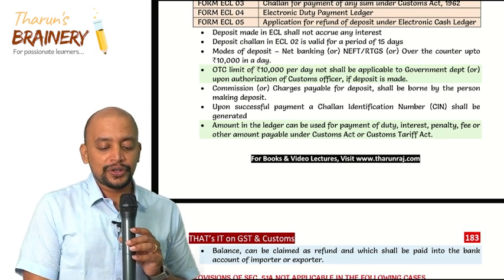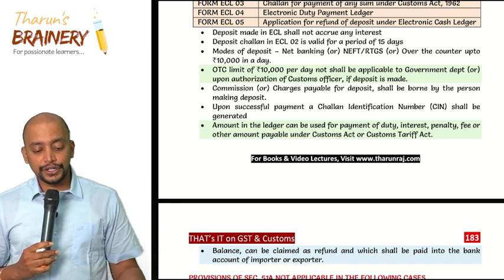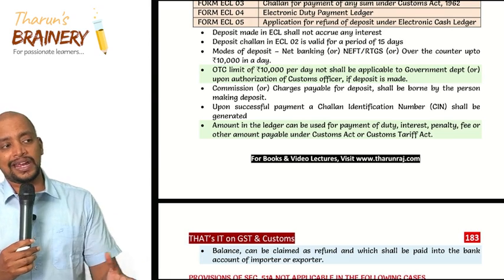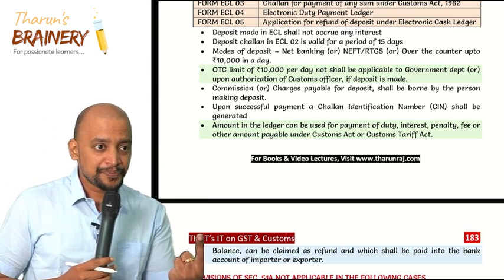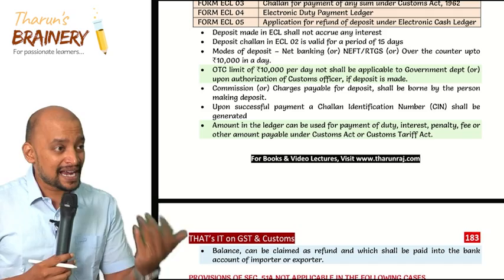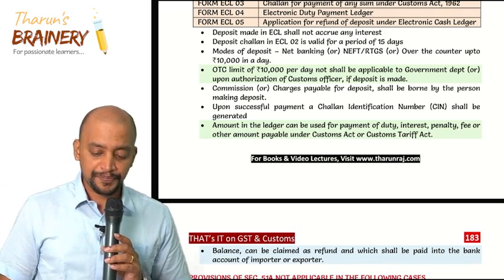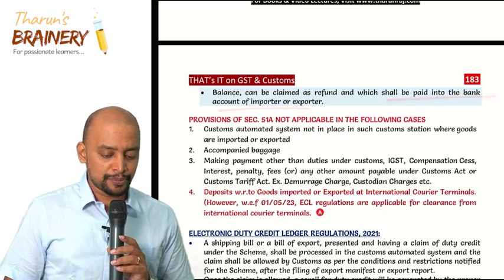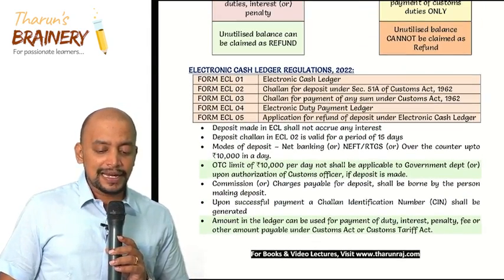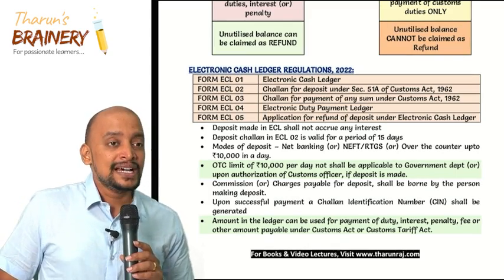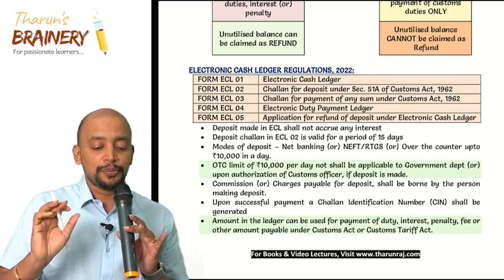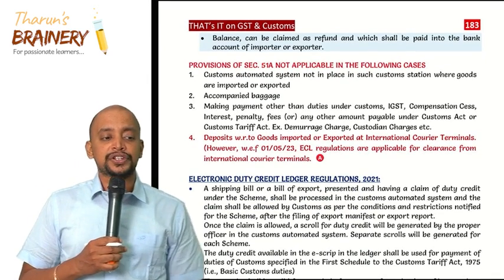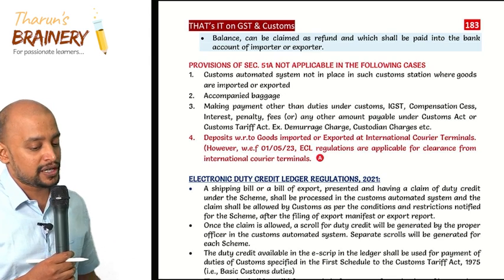Then whatever amount is there in this ledger, right now we are talking about which ledger? Electronic cash ledger, it can be used for payment of anything: duties, cess, or even interest, penalties, or any other amount. Okay. Balance can be claimed as refund, which shall be paid into the bank account of the importer or exporter. But these electronic cash ledger regulations are not applicable to a few cases. This can be asked as a theory question. What are the cases where the provisions of electronic cash ledger regulations are not applicable?